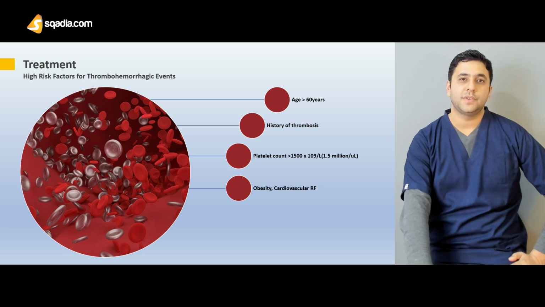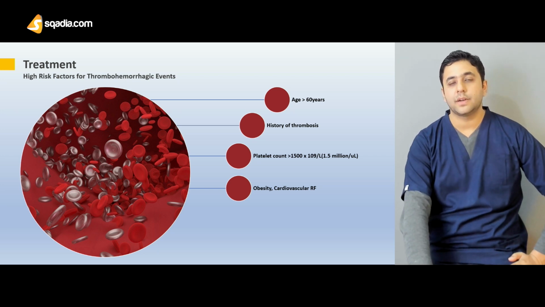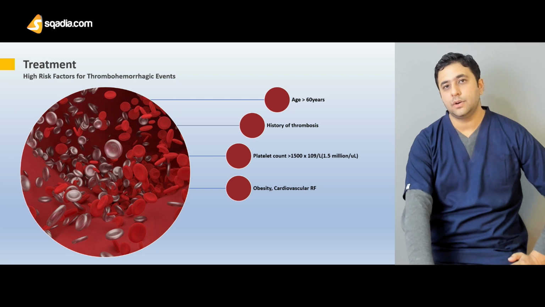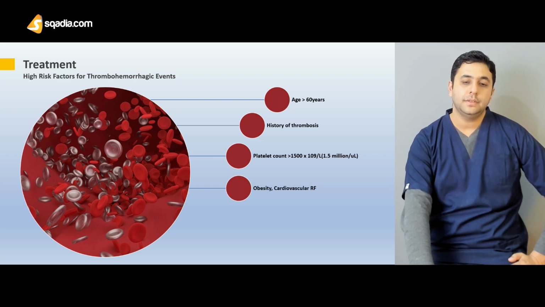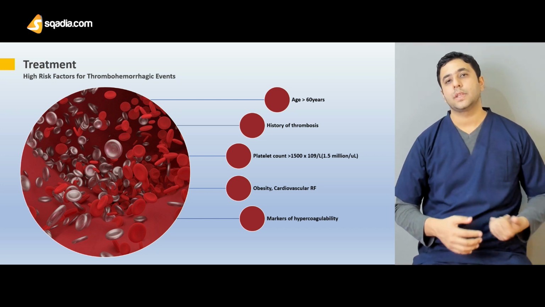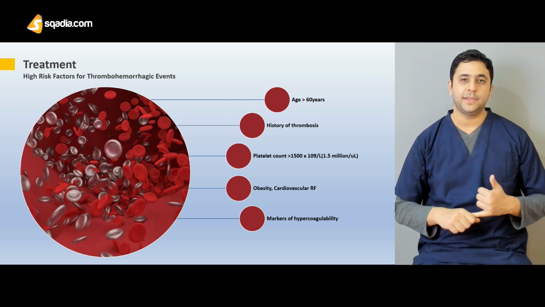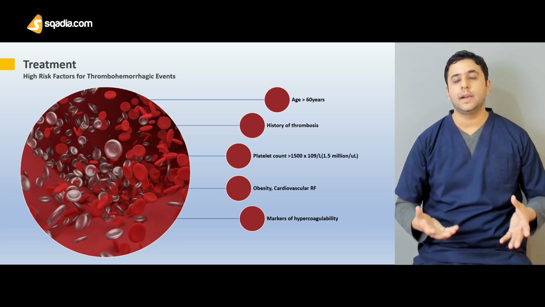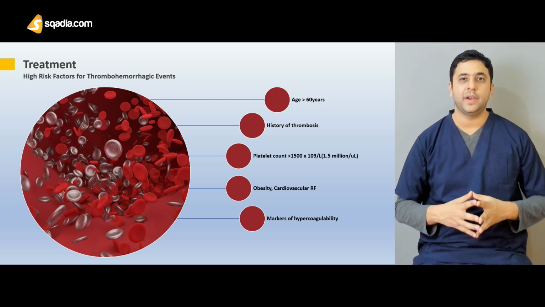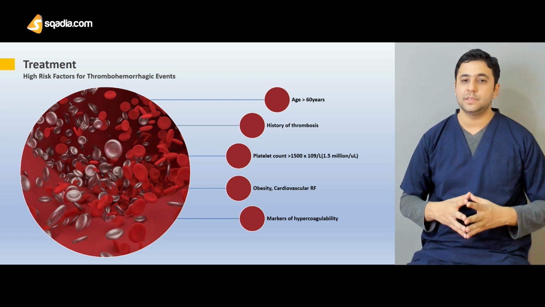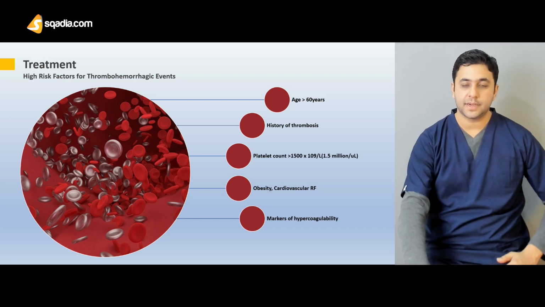Similarly, obesity, which is a risk factor for other diseases, is also an important risk factor for essential thrombocytosis. Any other cardiovascular risk factors, for example a history of angina, hypertension or renal disease, are also important to consider in these patients. Any marker of hypercoagulability, for example any other problem with the coagulation profile, such as a previous platelet disorder or underlying von Willebrand disease or any other hypercoagulable profile. For example, females who are using OCPs can be in a hypercoagulable state. So these are all the important risk factors we should keep in mind.